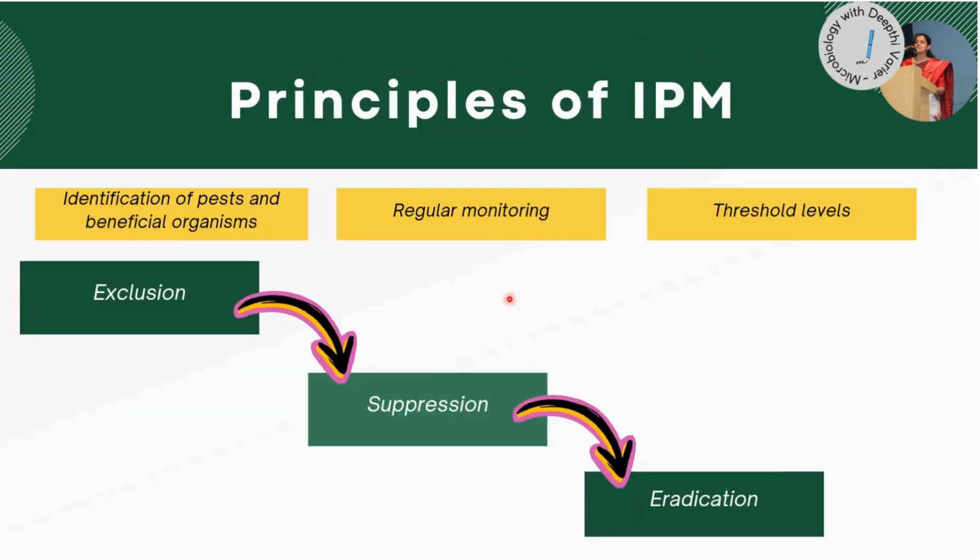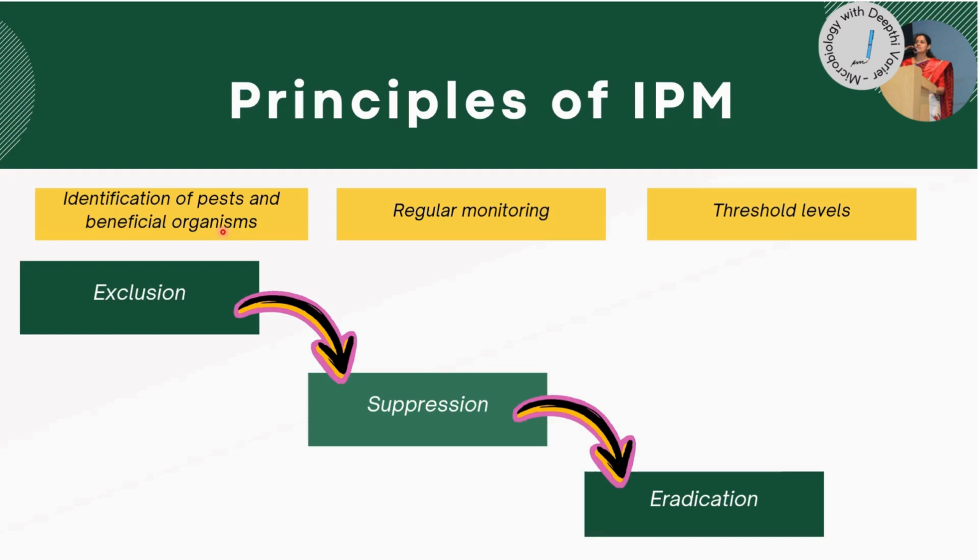Now, there are a few principles in integrated pest management. The first part is to accurately identify the pests and also identify which are the beneficial organisms. See, all the organisms that are present in our surroundings are not pests. You need to first identify which is a pest, which is a beneficial organism. Even if it is a pest, do you need to kill it? Do you need to control it? Is it required?